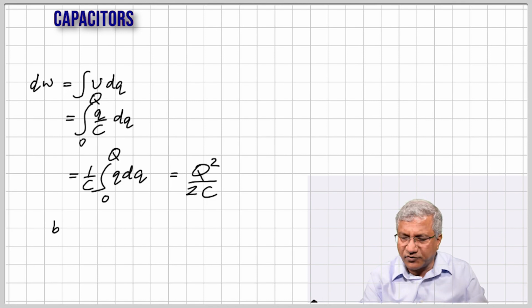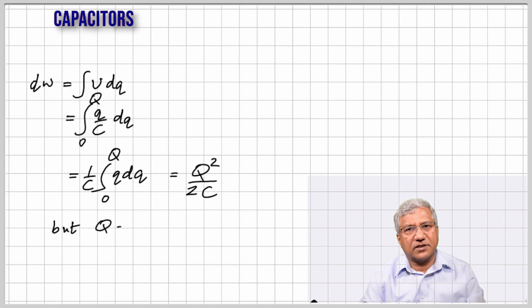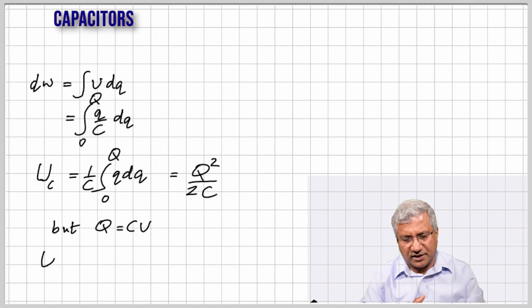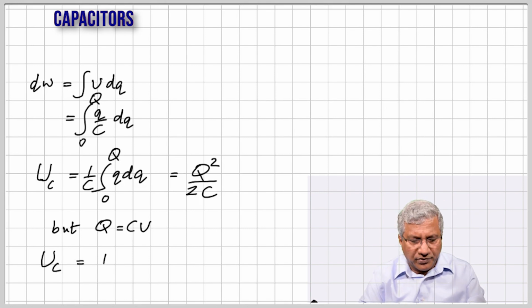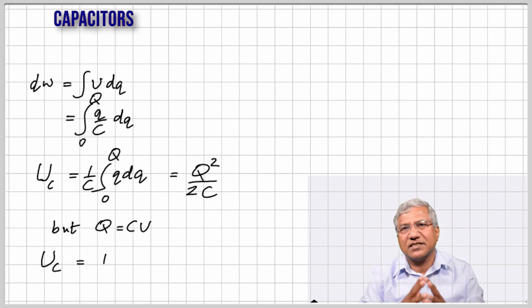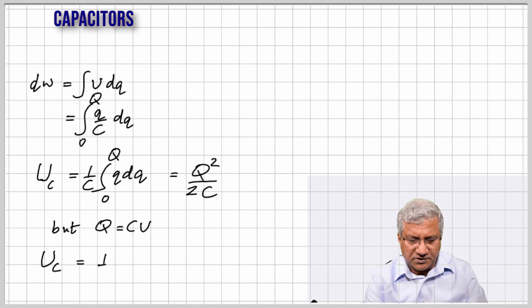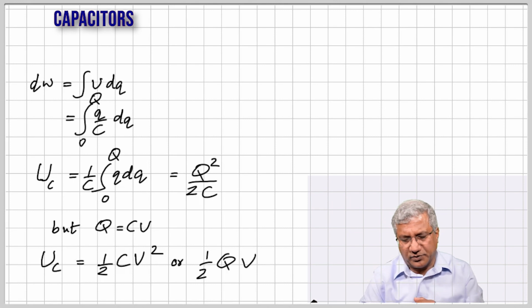But we can substitute for Q and get another formula. Remember that the symbol for potential energy is U. And when you say C, it's just potential energy of a capacitor, so U sub C. Then you substitute for Q as CV, and you will get 1/2 CV squared, or we can substitute for C and get this formula as 1/2 Q times V.